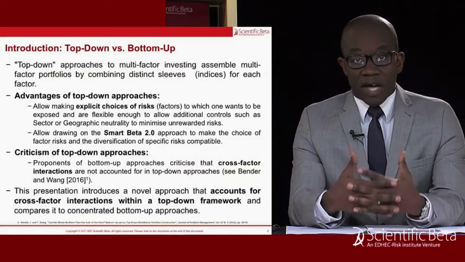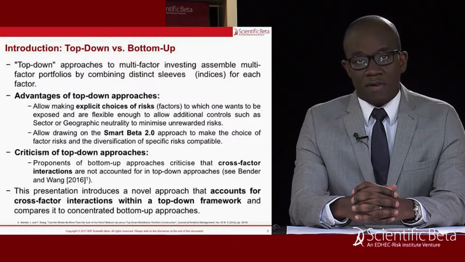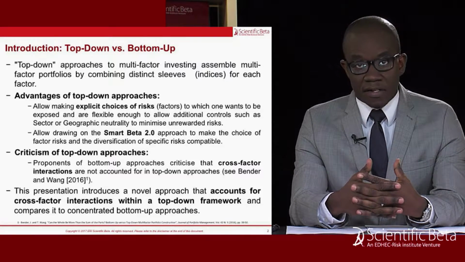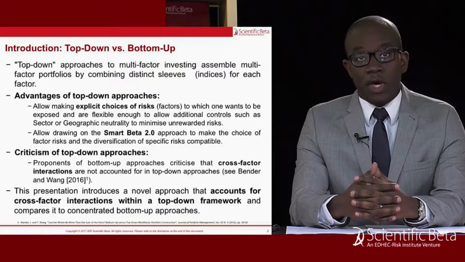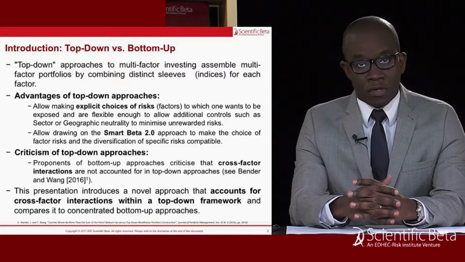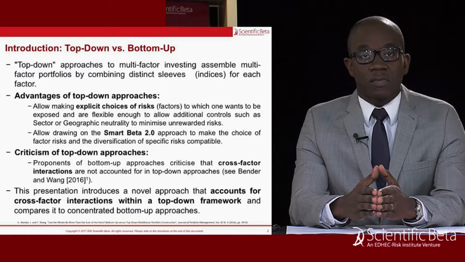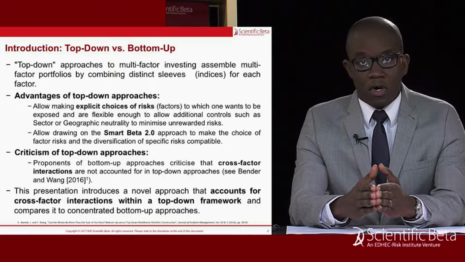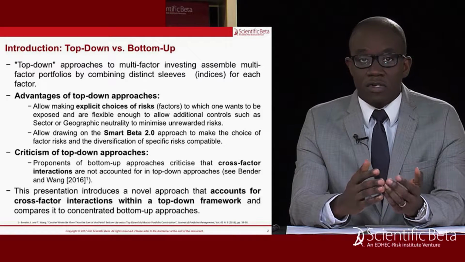Now, as a bit of background, within multi-factor investing, a top-down approach assembles multi-factor portfolios by combining distinct sleeves or indices for each factor. Bottom-up approaches, on the other hand, build portfolios by choosing or weighting securities using a composite measure of multi-factor exposures. The main advantages of top-down approaches are that they allow investors to make explicit choices regarding the factors to which they wish to be exposed. Also, they're quite flexible as they allow investors a certain level of factor-by-factor control.